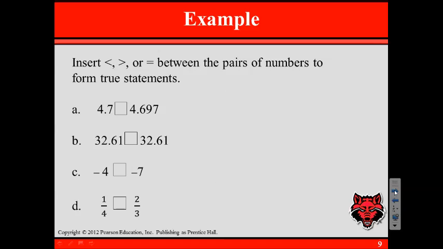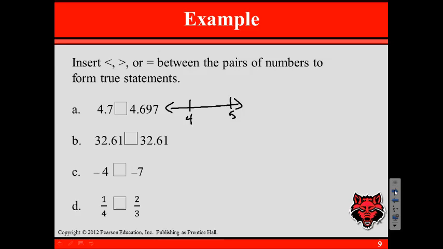For the next four examples, let's use the symbols less than, greater than, or equals between the pair of numbers to form true statements. So we start with A. We have 4.7 and we have 4.697. We can show this with a number line. There are many other ways to do it as well. And let's say we have a number line and we've zoomed in to look at the numbers between 4 and 5.